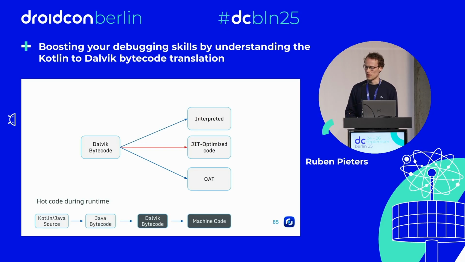Then there is also JIT optimized code, so just-in-time compiled. This will generally trigger when you are running DEX bytecode on your device and the Android system sees, oh, this method has been executed quite a few times. Maybe I should actually compile it so it runs a bit faster. That's typically when this will be triggered.